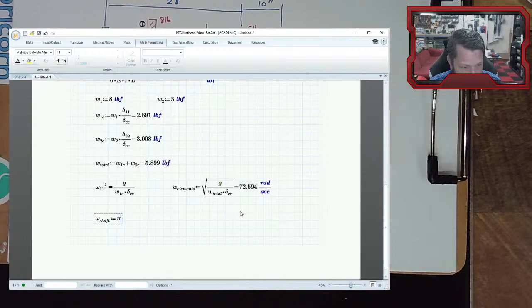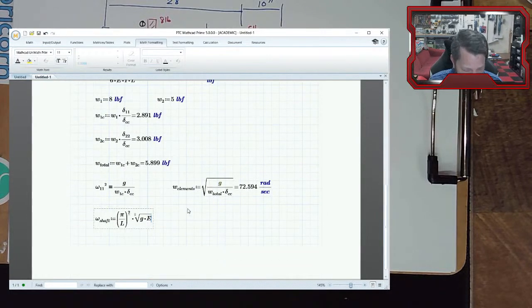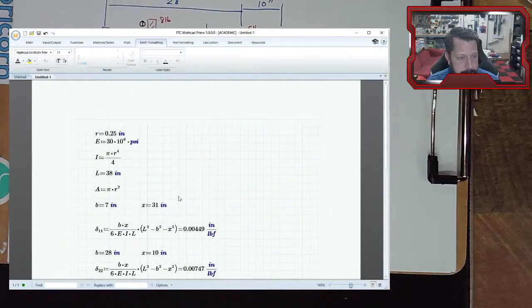And it's the quantity pi over L squared times the square root of G times E. I think we put E in already. Yes, we put E in already. Times I over A. We did calculate A earlier. Times gamma, which I don't think we put in here.